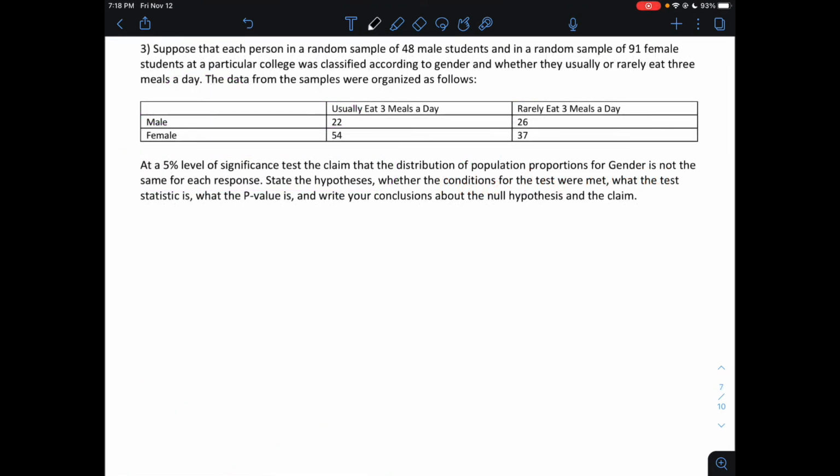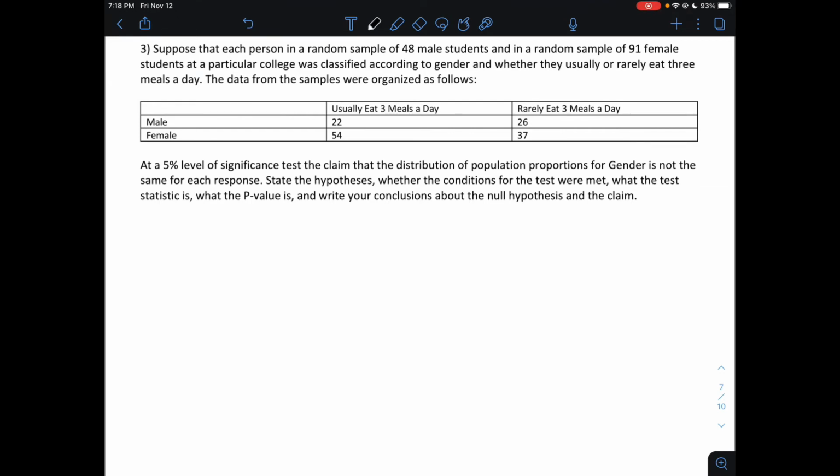So moving on to number 3, suppose that each person in a random sample of 48 male students and in a random sample of 91 female students at a particular college was classified according to gender and whether they usually or rarely eat 3 meals a day. The data from the samples were organized as follows.